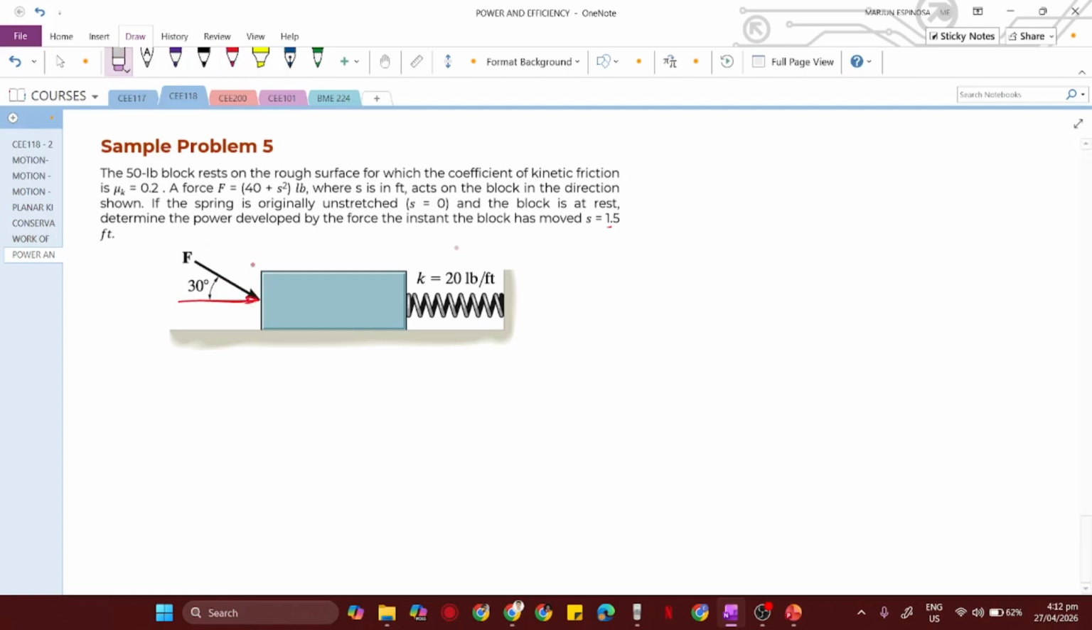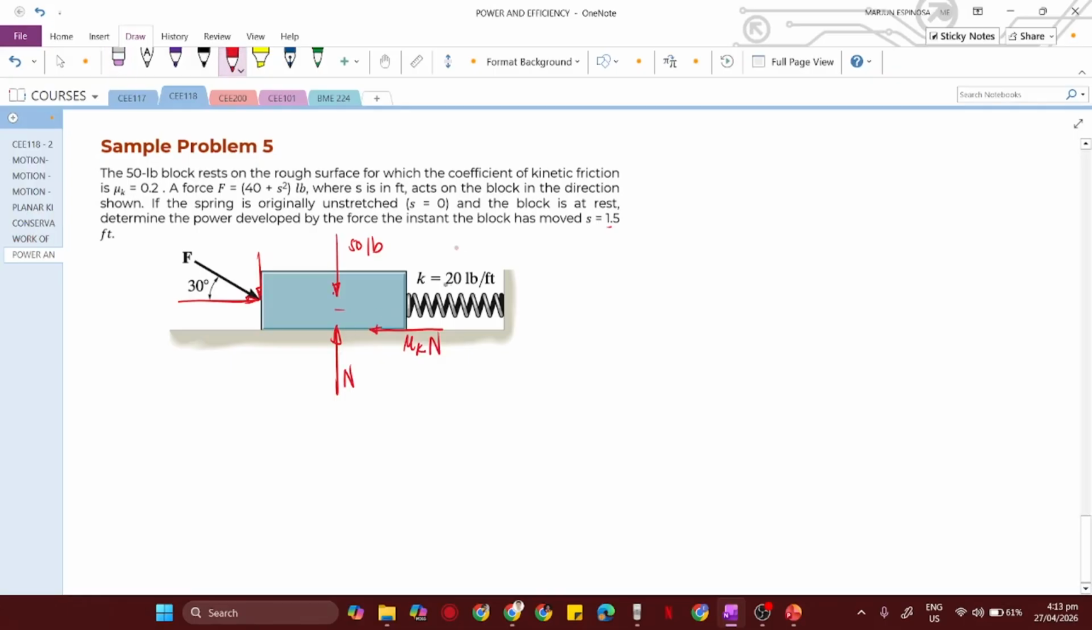Ito yun, di ba? And then aside from that, okay, we also have the weight, no? Ito yung weight ng ating block, which is 50 pounds. And then of course, meron tayong normal force for that. And then, if may normal force tayo, meron tayong kinetic friction, so, pag i-move natin or mag-apply tayo ng force, guess what will happen to this block is to move in this direction, tama ba? So, the friction will resist that motion. So, nandito yung mu k N. Okay?